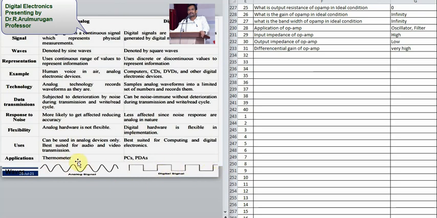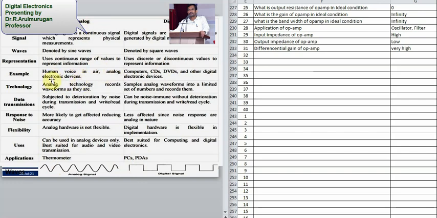For example, the thermometer. In olden days, when you got a fever, you were checked with an analog thermometer for temperature measurement. Now it is a digital thermometer, digital measurement with the help of the operational amplifier. So this is the difference between analog and digital, where a digital CPU is used. Here are analog electronic devices.